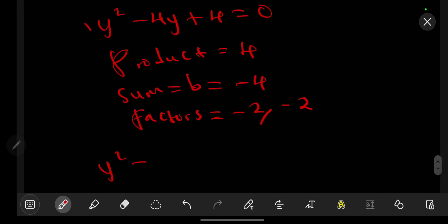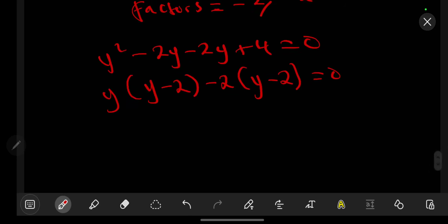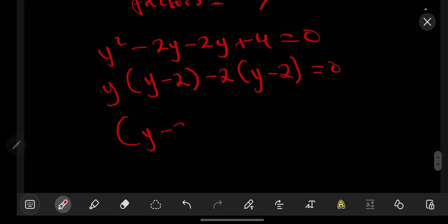So we have y squared minus 2y minus 2y. Then we have plus 4 should be equal to 0. So we have a y, open brackets, we are remaining with y minus 2, minus, here we get a negative 2. We are going to remain with y minus 2 should be equal to 0. So we have brackets y minus 2 and y minus 2 should be equal to 0.